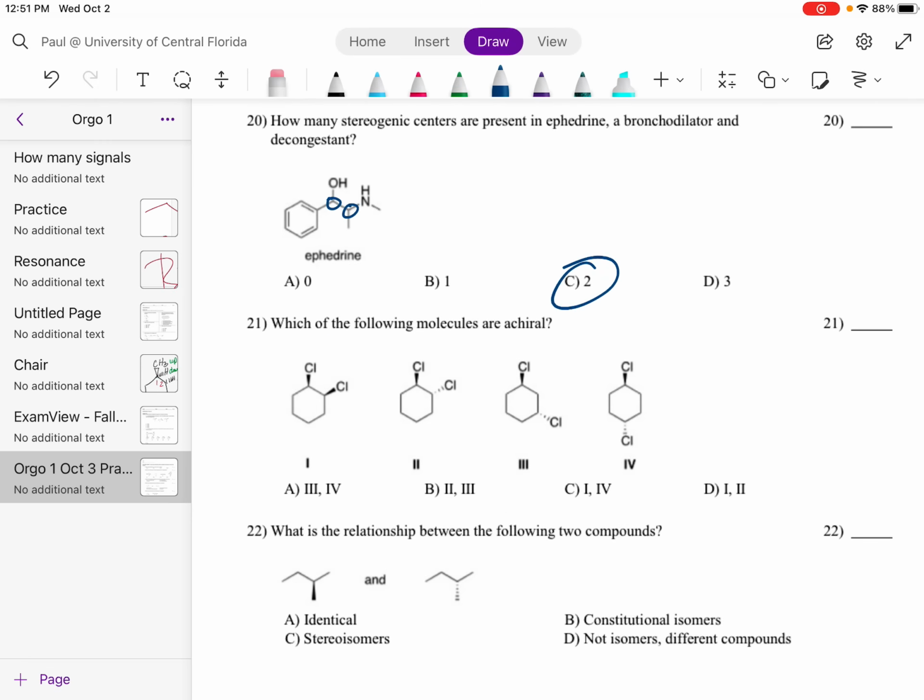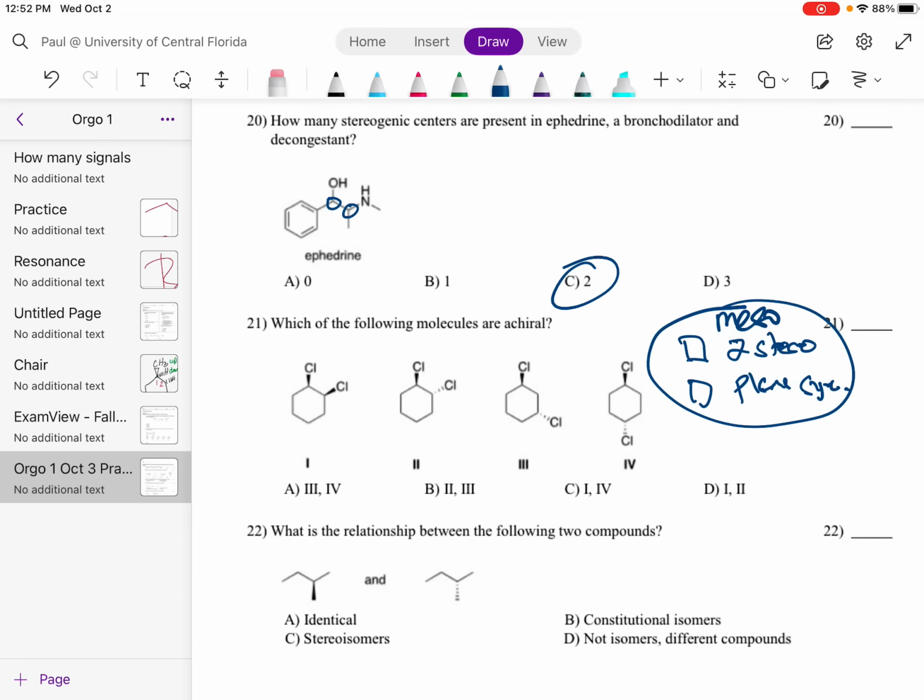Which of the following molecules is achiral? For a molecule to be achiral, it needs to have at least 2 stereocenters, and it has to have a plane of symmetry. Okay. So when we look at these molecules here, sorry. What I just said right here, that's for the meso compounds. A meso compound is going to have a plane of symmetry, at least 2 stereocenters, and because it has a plane of symmetry, it makes it achiral.